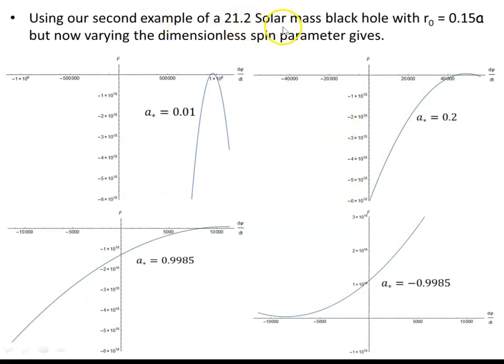Now, using our second example of a 21.2 solar mass black hole, and this time with R0 as 0.15, 15% of the radial value A, but now we're going to vary the dimensionless spin parameter, which is A subscript star, as you can see here. I've looked at this for R as 0.1A, but this is now for R as 0.15A, and we get this curve here. Again, most of it's all negative with the one intercept here in that region that's positive.